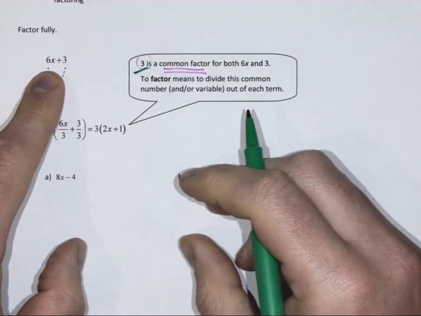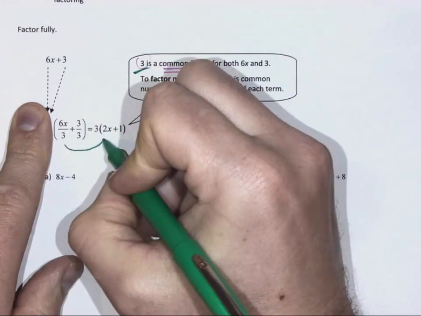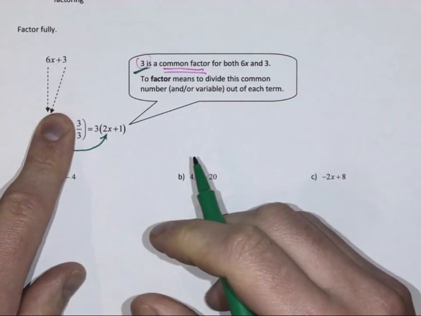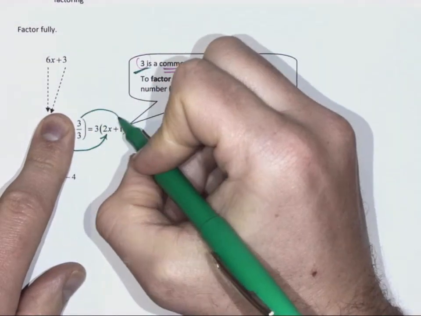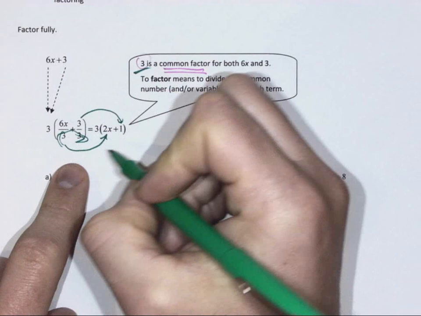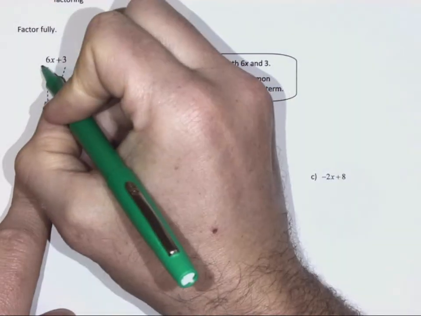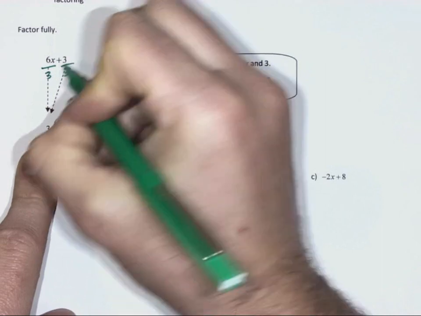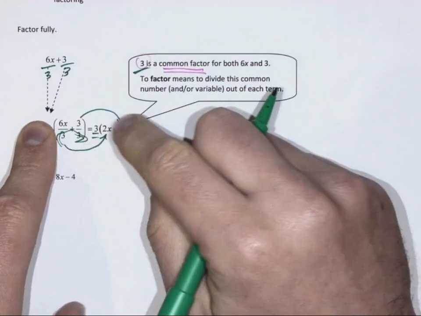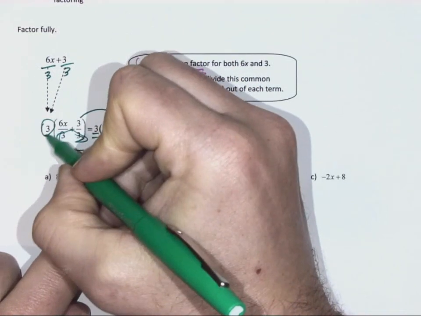So what we're doing is, we're going to do 6x divided by 3, which gives us 2x, and 3 divided by 3, which gives us 1. Because we chose that 3 to divide it by, that 3 goes in front. So I'm really saying divide by 3, which we did here, gives me 2x plus 1, and because I divided by 3, that 3 goes in front.